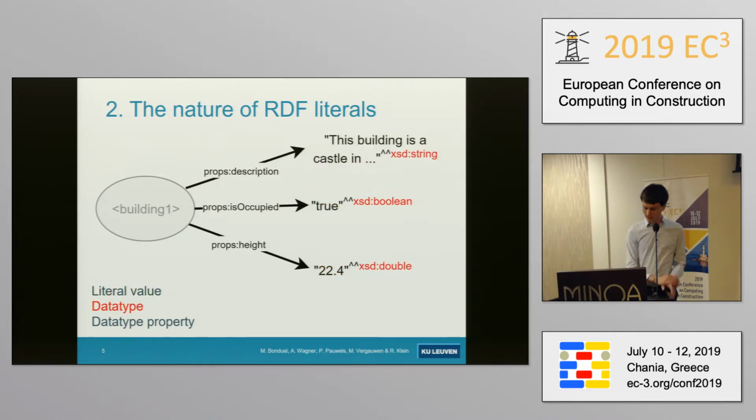The second part is the data type. And data type explains what kind of data is to be expected. Is it a string, is it a boolean, and so on. And finally, there's the data type property, which connects a node to a value, a literal. And this gives more information about the type of relation between both things.